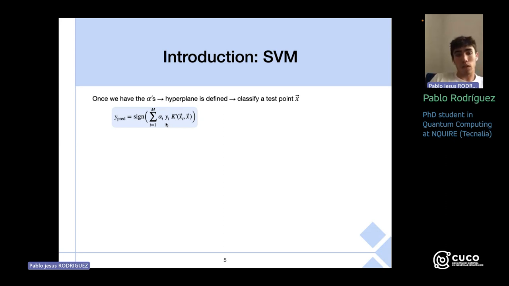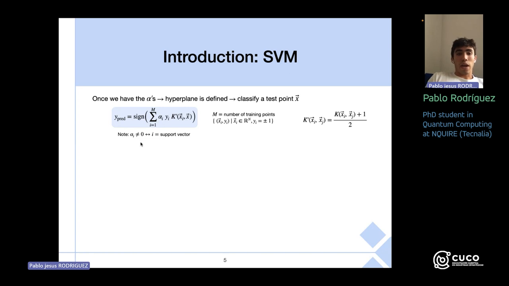Now notice that we have found these parameters. We know the labels, as this is a supervised machine learning algorithm: we know the labels of the training points. This i runs over all the training points in the data set. We have capital M training points. And here we are computing this quantity between all the training points and the test point that we want to classify, so we are somehow weighting the training points with the test point. And the sign will give us the class that we assign to this new point.